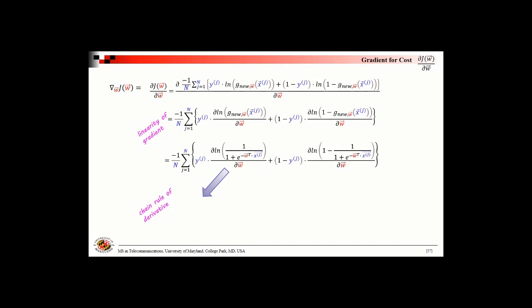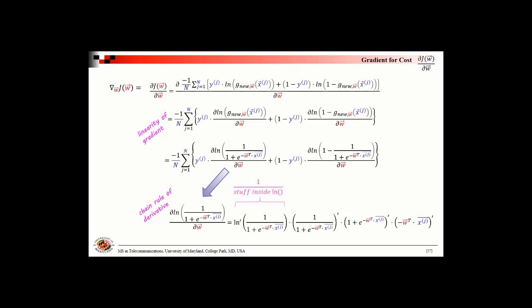Now let's look at just the left derivative for a moment. We're going to invoke the chain rule of derivatives to take this partial derivative. We know that it's a partial derivative with respect to W of the log of 1 over 1 plus e to the minus W transpose X. Well, with the chain rule, we know that we first want to take the log prime. Then we want to take the argument of the log prime. Here by prime I mean the derivative of. Then, since the argument is 1 over something, we want to take the denominator prime.